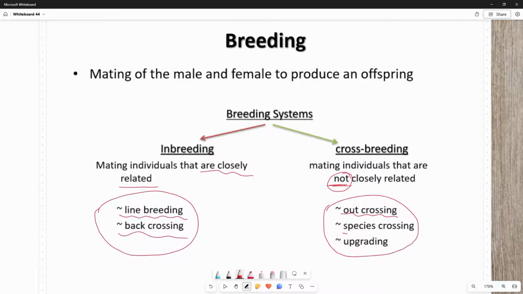Then we have got the species crossing. This one is when you are crossing two species that are different, but they are closely related. A typical example is when you have got a donkey and a horse. So you have got the horse species and the donkey species. You cross them, they produce a mule. So that one is species crossing. You take a donkey and a zebra, they produce a zedonk. So that one is called species crossing: two species that are different but are closely related.